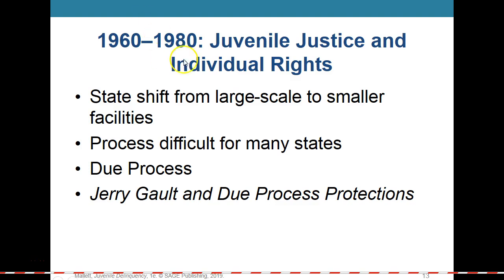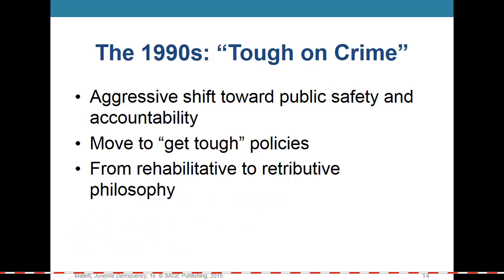We saw a balance of the broad powers of the juvenile court by providing legal protections to the youthful offenders that had been neglected for many years. The 1990s were really called the decade of the tough on crime era.